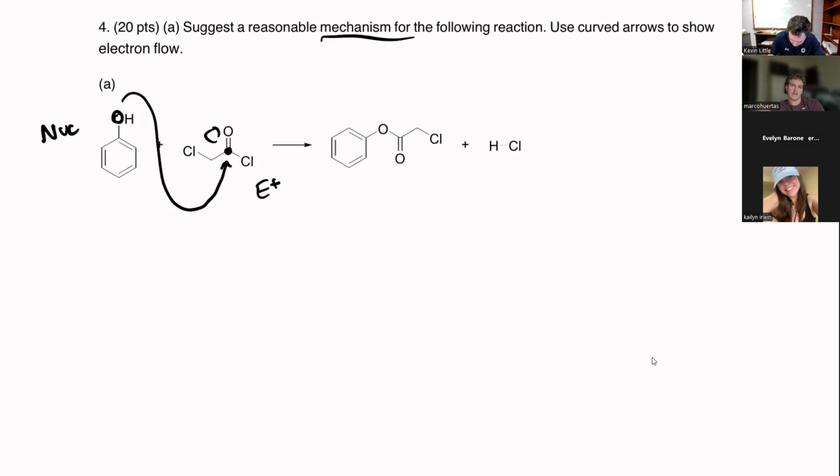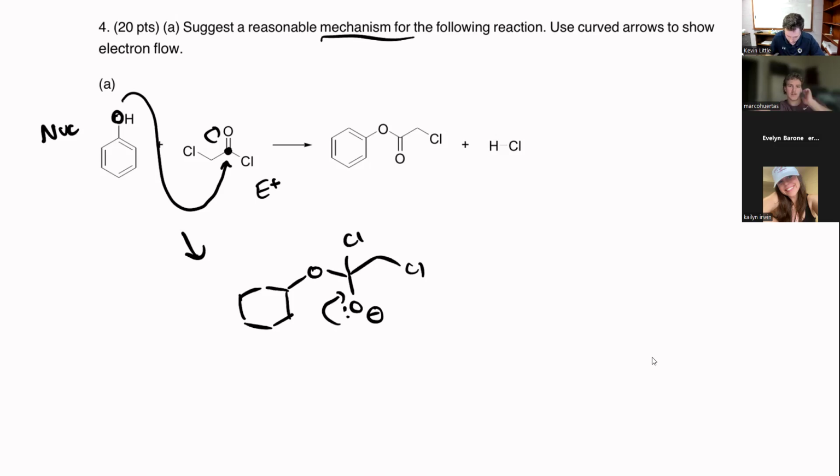So it's asking for a mechanism, so I need to draw the full thing out. I broke a carbonyl. Can I reform it? Yeah, you could, but instead you should kick off the chlorine. And that gets me to this product. That's something you guys can do. I actually skipped a step. My bad.